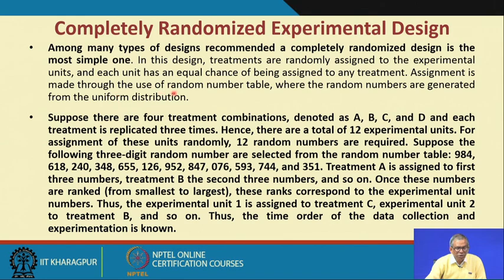Assignment is made through the use of a random number table. I hope that you are aware of what a random number table is. Those who are not aware, please refer to the random number table, and how to use it we will explain right now. You should also know how these random numbers are generated. Whenever you refer to a random number table, we assume that these random numbers are generated from the uniform distribution.